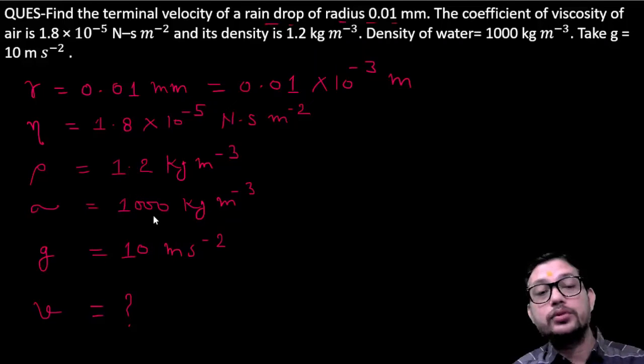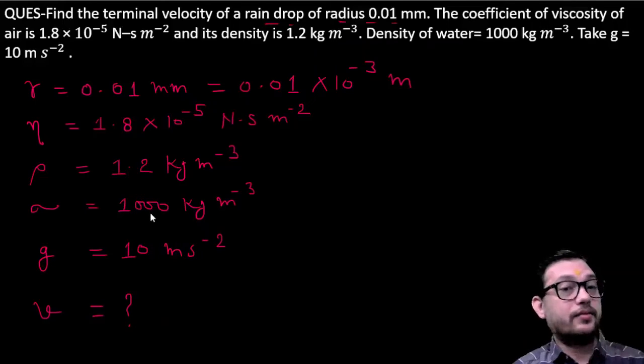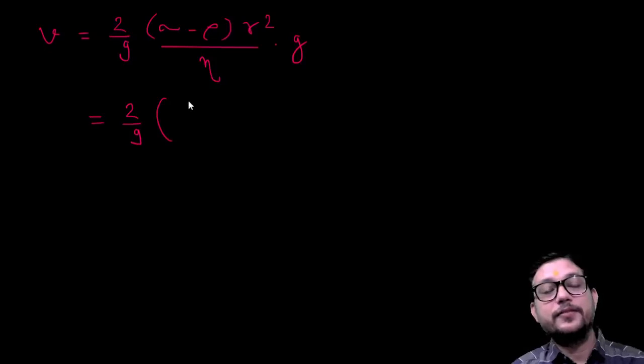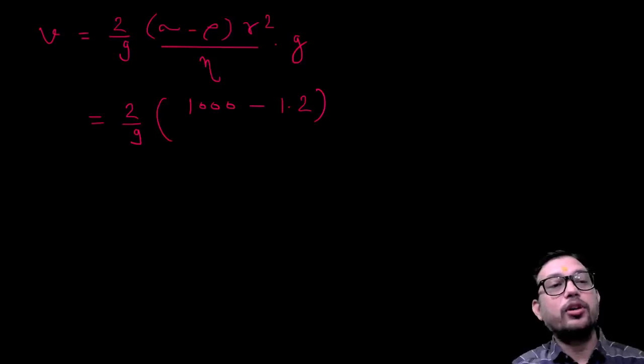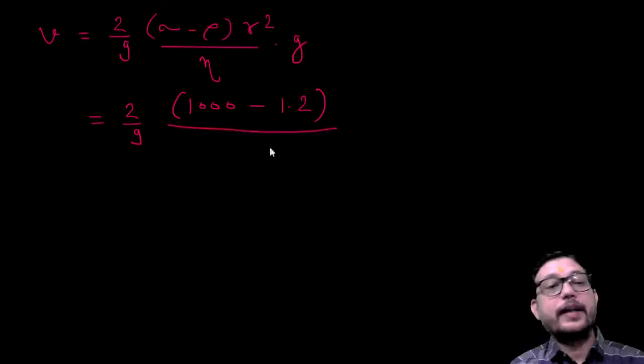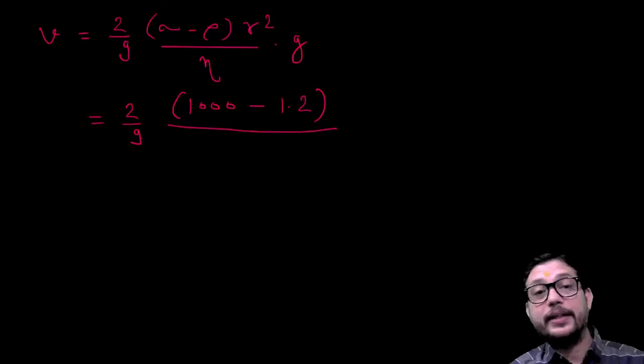So 1000 is quite greater compared to 1.2. So we can directly write that it will be 1000 minus 1.2. Okay, and bracket close. Let this bracket be small because the length of the bracket is 2. Okay, now divided by eta.